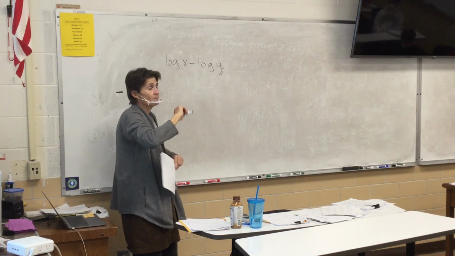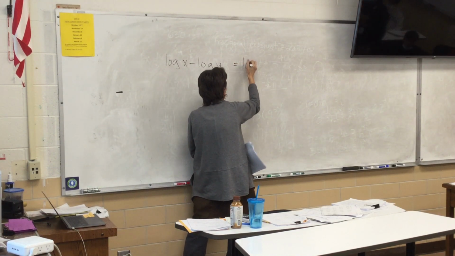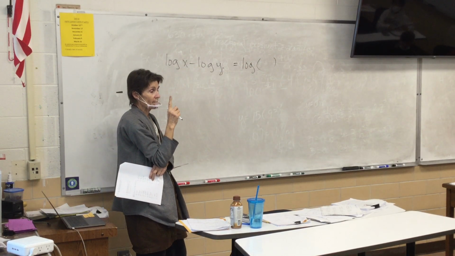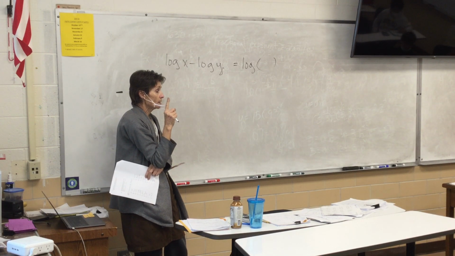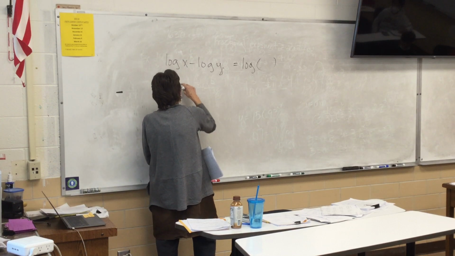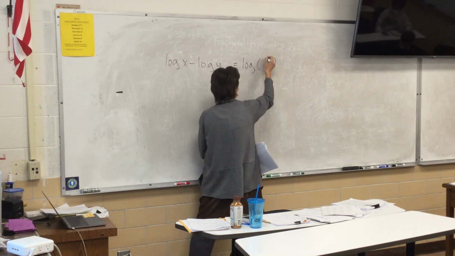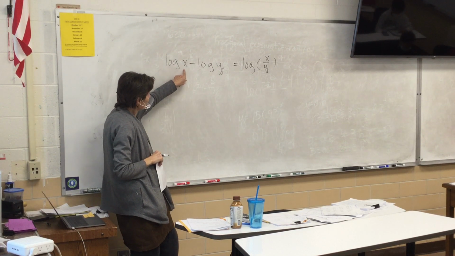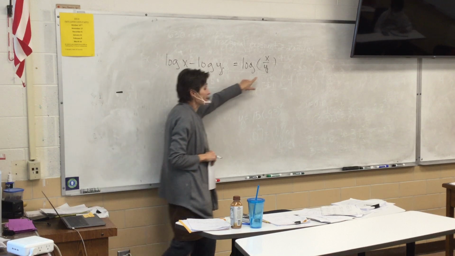The directions say write as a single logarithm. So you are going to write log something. So instead of having 2 logarithms, you're going to have 1. When I put these together, I'm going to put them together as a division, because the rule is if logarithms are subtracted, the numbers have been divided.